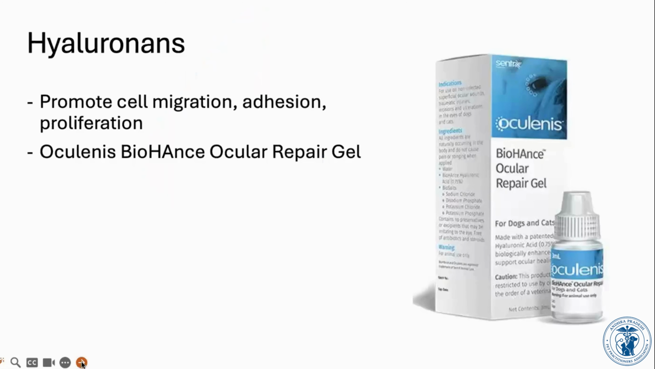Next is hyaluronans. This is nothing but a complex hyaluronic acid. Hyaluronic acids help in collagen formation. Basically, it promotes cell migration, adhesion, and proliferation of the collagen in the stroma. So it helps in healing the ulcer faster. This product is right now not available in India, but it is a hyaluronic acid complex which helps in promoting corneal healing or recovering the stromal defects faster.